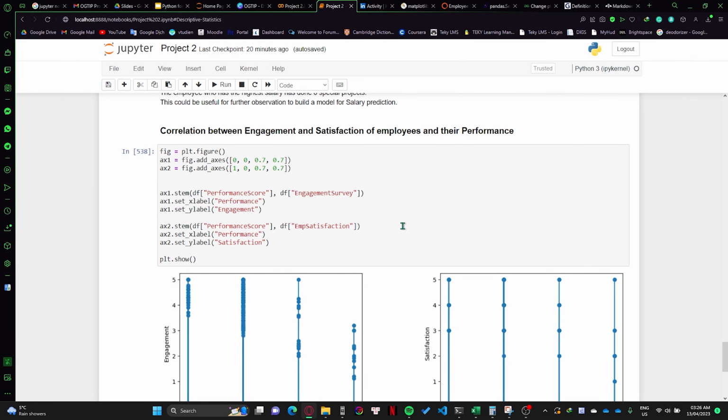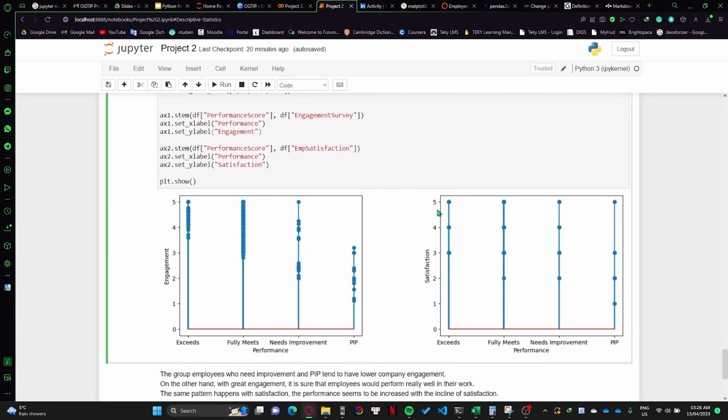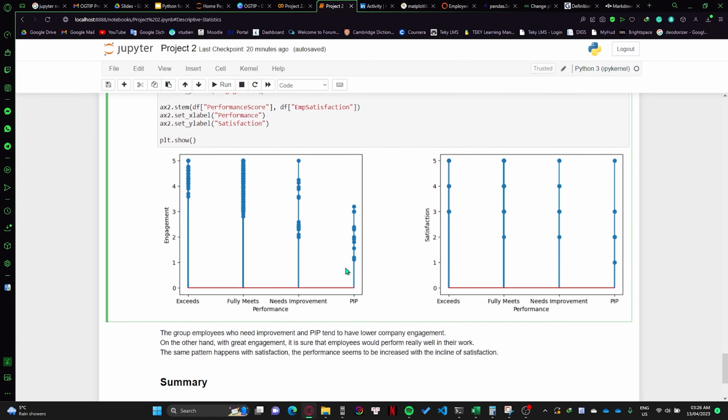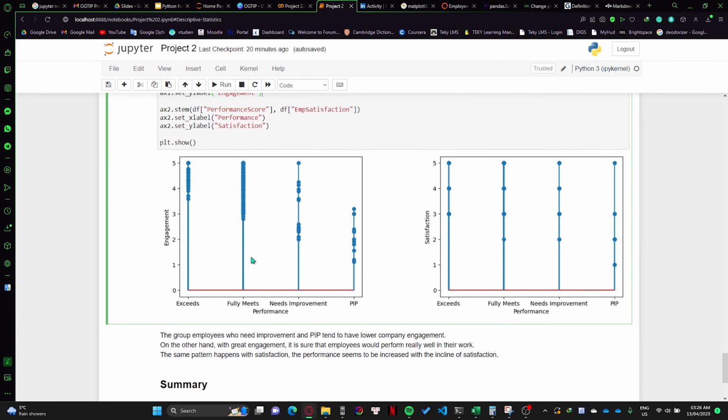Next, we will look at the correlation between engagement and satisfaction of employees with their performance. I divided the figure into two plots right here. The first one will compare the engagement with the performance, and the second one will compare the satisfaction with the performance.